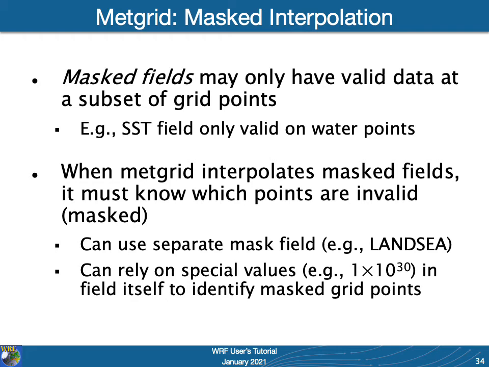The Metgrid program needs to know which points to use and which points to ignore when it performs its horizontal interpolation of masked fields. And there are 2 different ways that the Metgrid program can know which grid cells contain valid data and which contain invalid data. The first possibility is that a GRIB dataset comes with a separate field that identifies land points and water points. This is typically called a land sea field, and it's usually a 0-1 value field with 0 over water points and 1 over land points. The second possibility is that every field uses a special missing value to identify invalid points in that field.